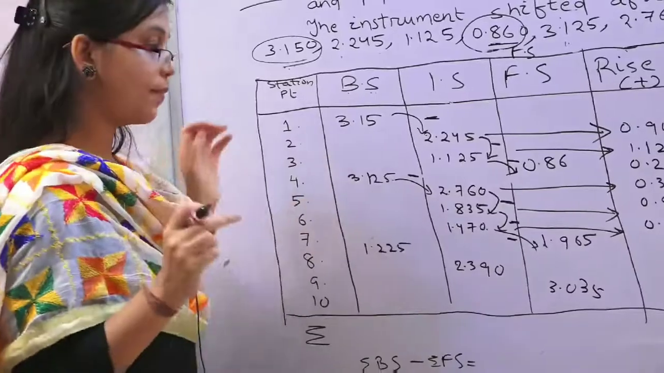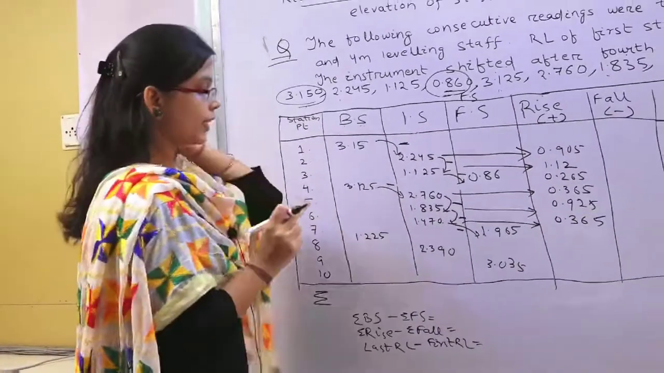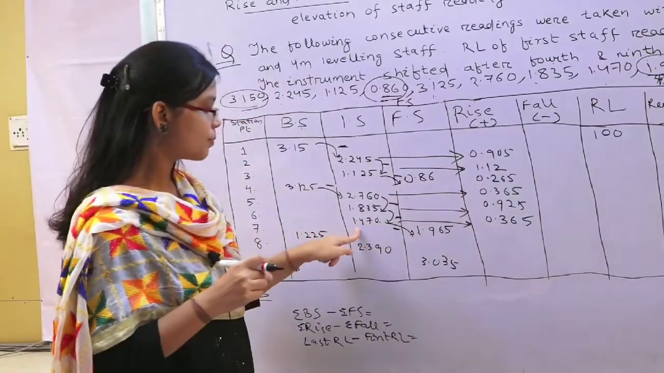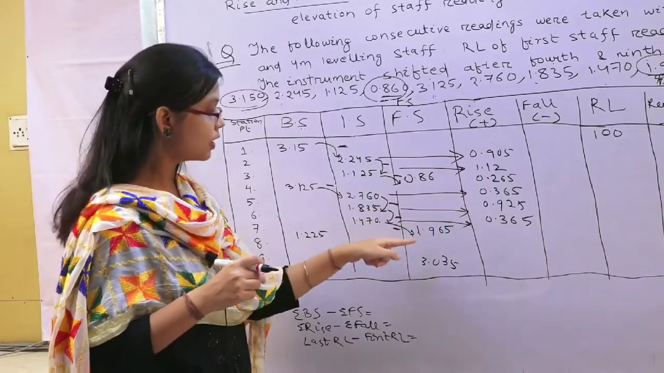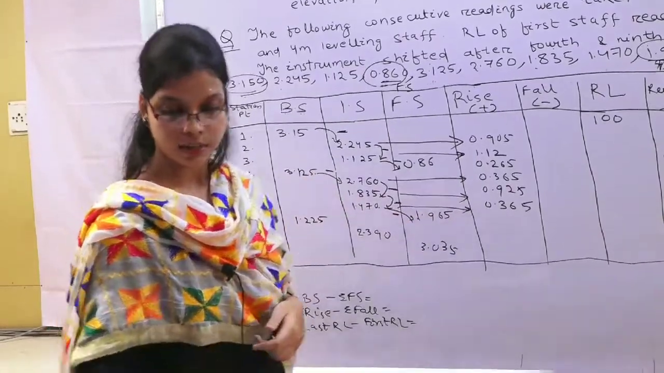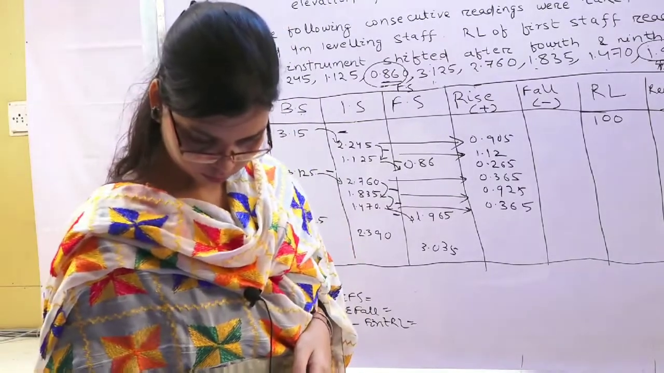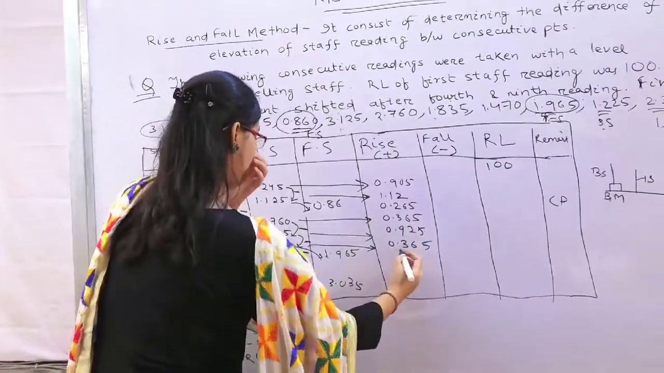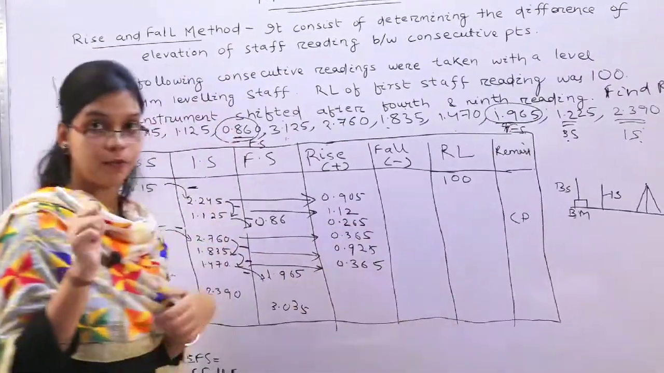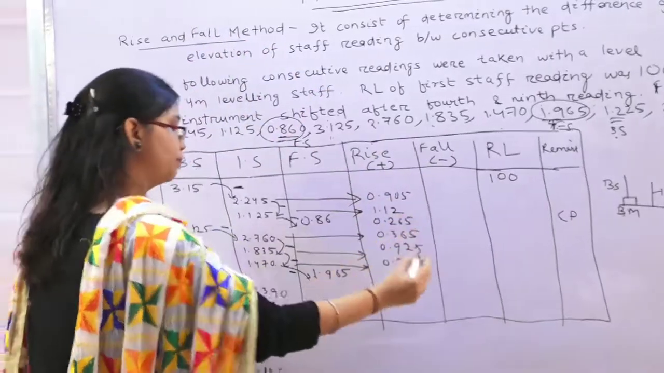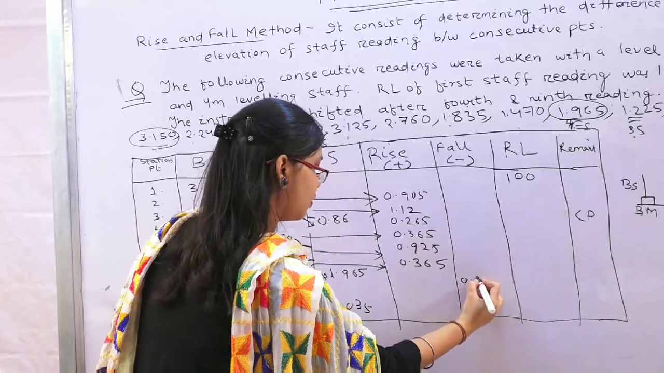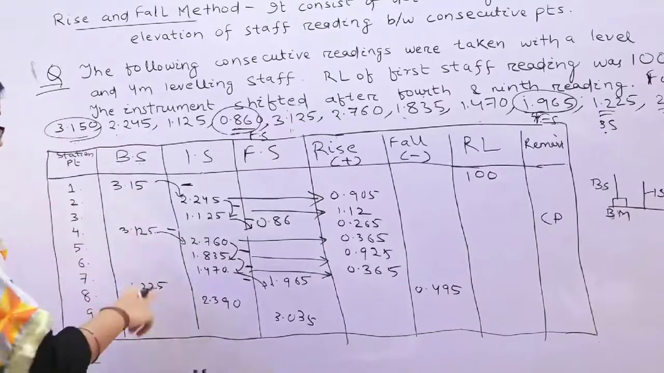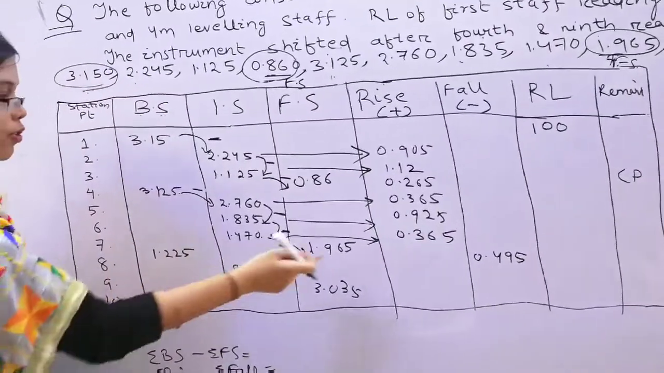Here 1.47 minus 1.965 will get a negative value, so we will write in fall. See, because 1.47 is smaller than 1.965, the value comes minus 0.495, so we will write in the fall column 0.495. Okay. After that, the next value here is also a change point.